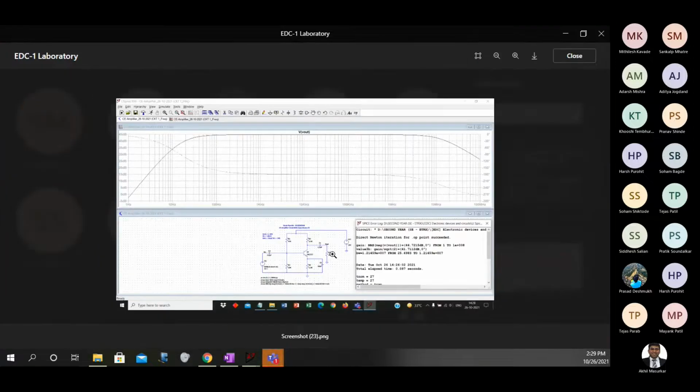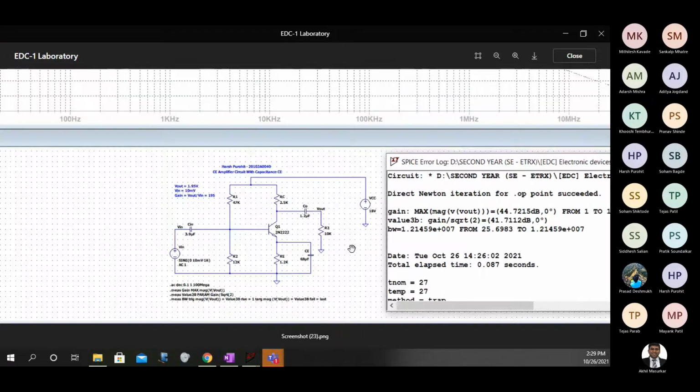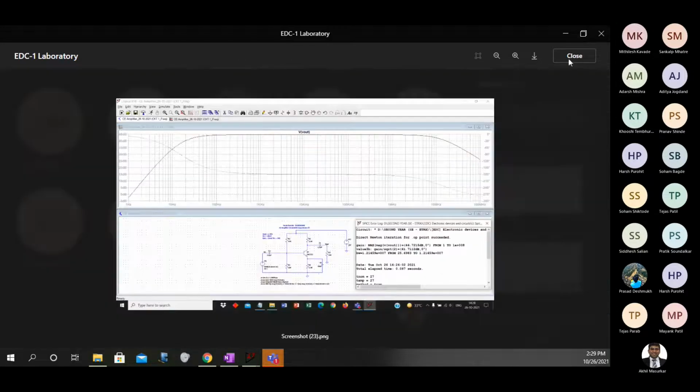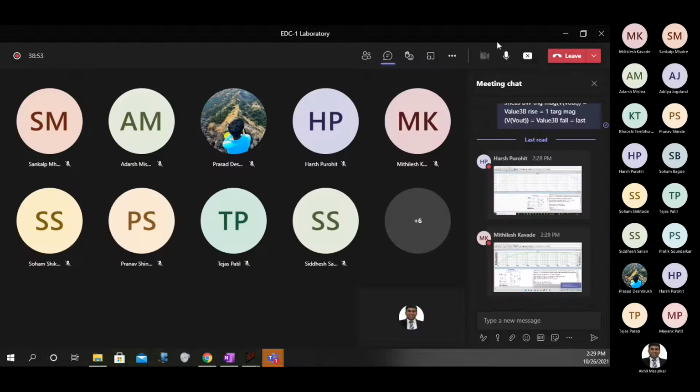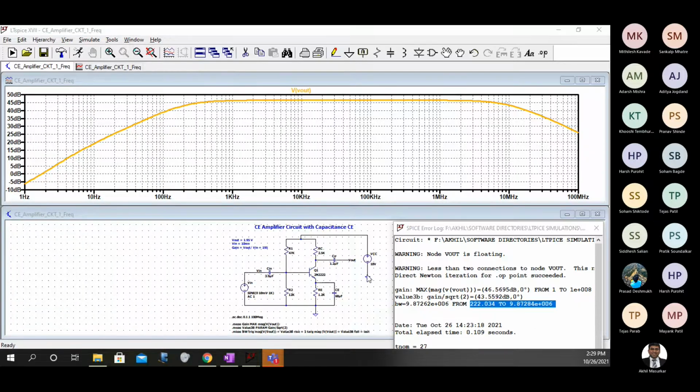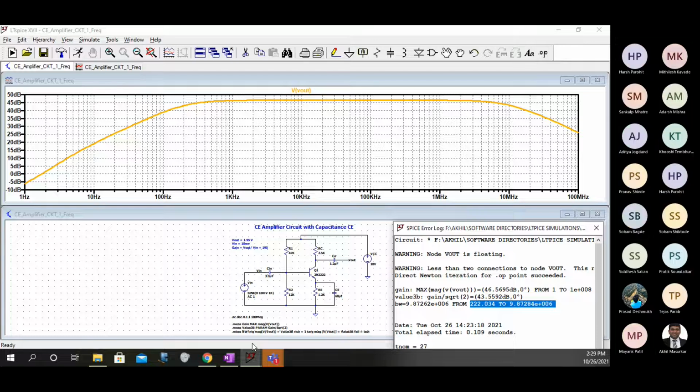Harsh, remove this 10K resistance, because in our calculation we have not taken the amplifier with load, na? So you can remove it. Okay, sir. See, I have also not included that. But definitely one thing you can observe, Harsh, that when you connected the load, the gain decreased, right? Yes, sir.